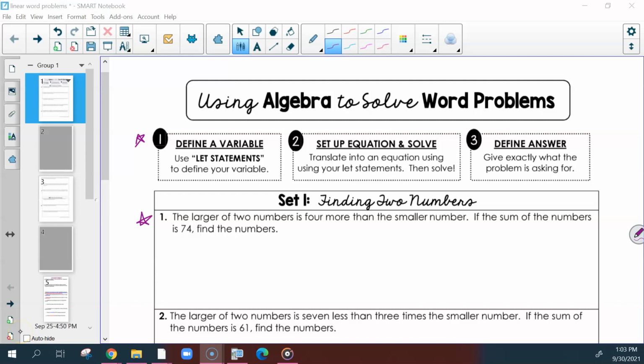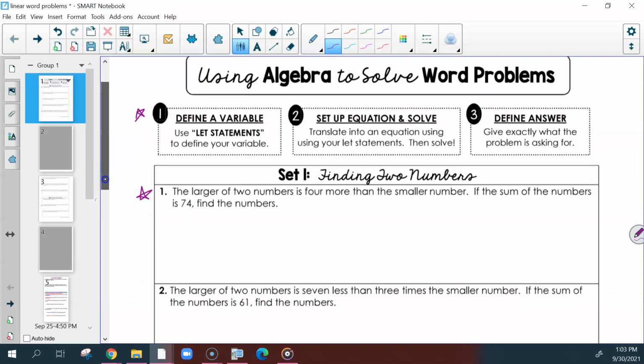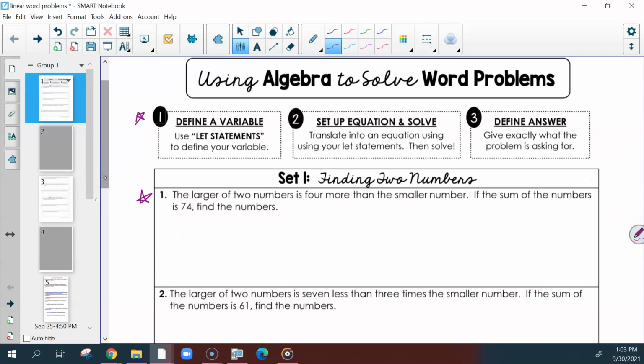Alright, in this video we're going to be talking about how to solve linear word problems. We're using algebra to solve word problems. So first, let's go over these steps. When you get a word problem, one that's not even on here that I'm going to include is read it, look for anything that's important, circle and highlight anything that you find that's important.